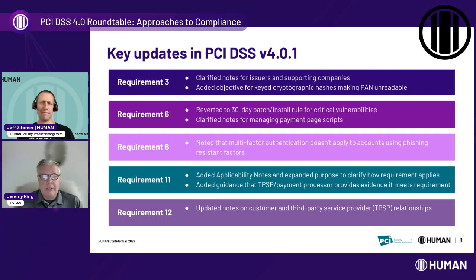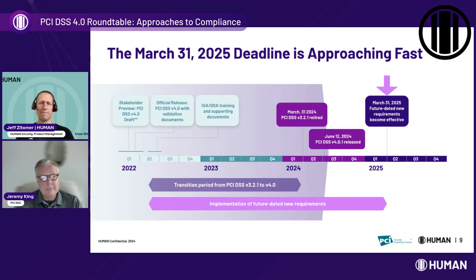Requirement 8 around notes on multi-factor authentication. Requirement 11 added applicability notes. Try to make it easier to read. Try to expand and clarify what we're talking about. And requirement 12 updated notes on customer and third-party service provider relationships. So you can see lots of notes being added, lots of guidance, and a couple of subtle changes where the feedback from our community was this isn't quite right for us, and we've listened and we've tried to make those changes. Next slide, please, Jeff.